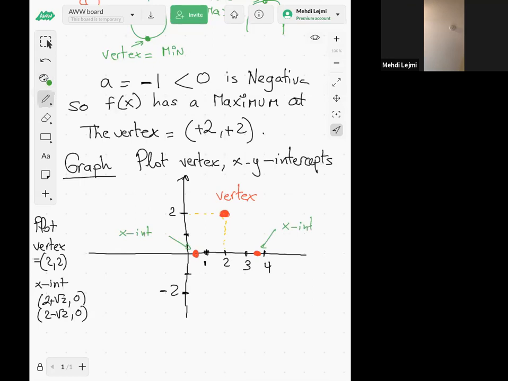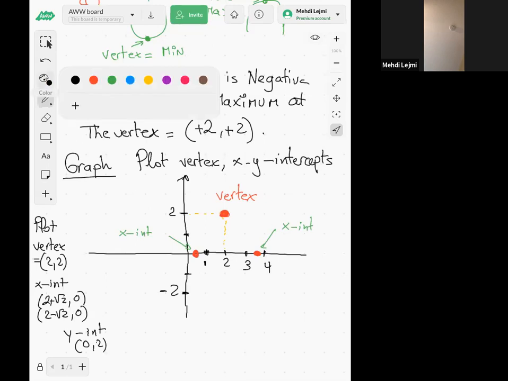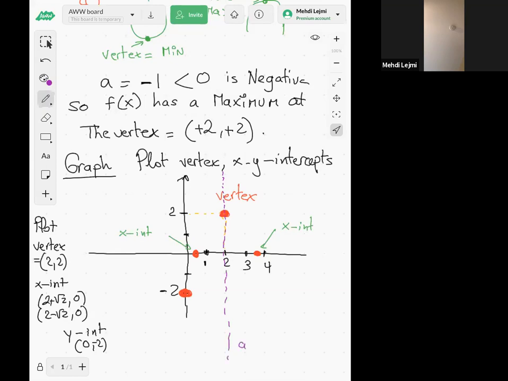Next point is the y-intercept, 0, -2. So here's my y-intercept. Now I have to draw the axis of symmetry. The axis of symmetry is just the vertical line passing through the vertex. So here's my vertical line passing through the vertex. This is my axis of symmetry.